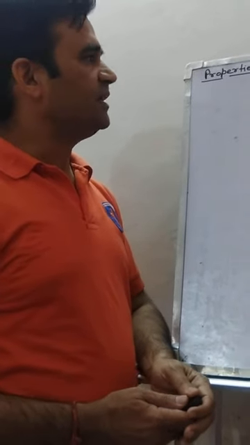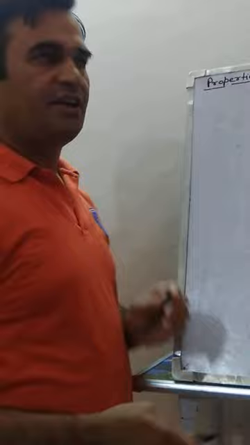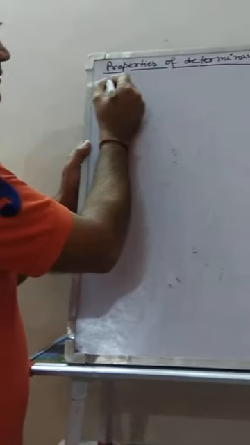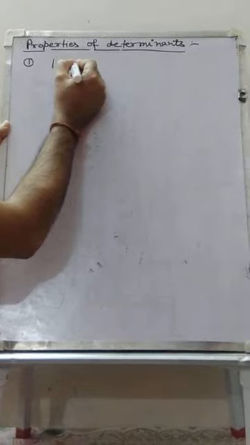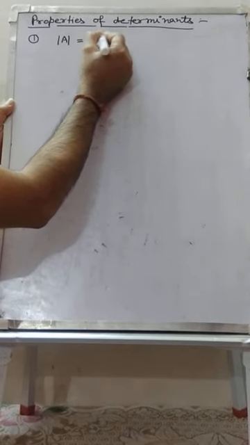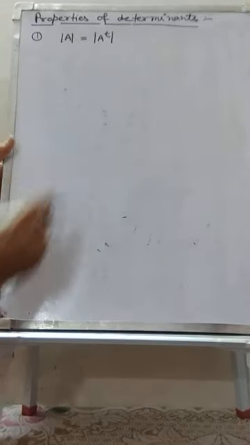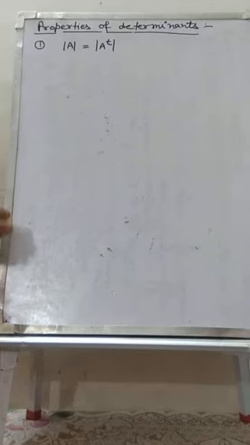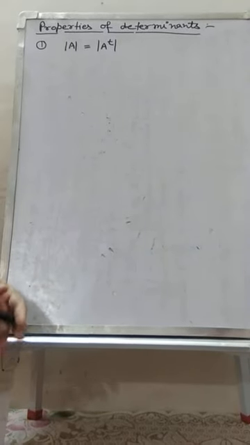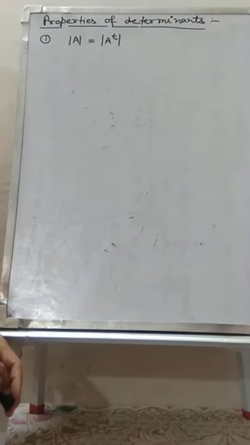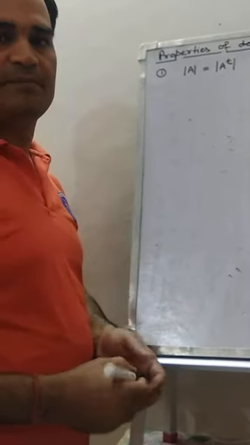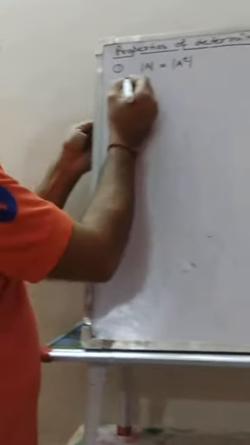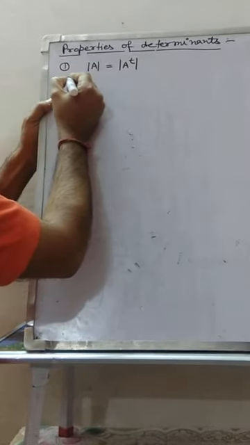The first property says that the determinant of any square matrix is equal to the determinant of its transpose. This means if we transpose any square matrix, even then the value of the determinant remains the same. For example, let us understand it.